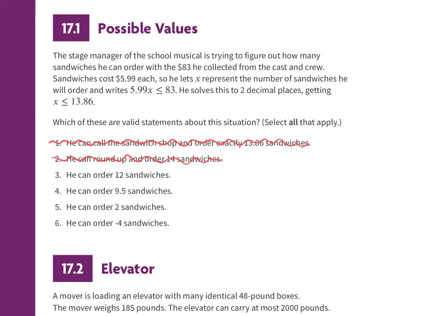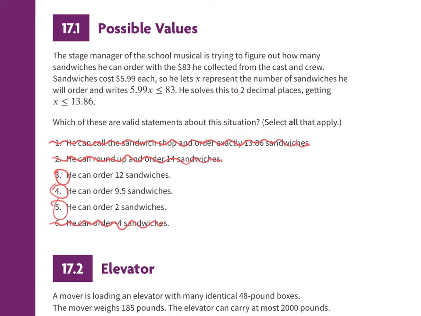He can order 12 sandwiches. Yeah, he can order 12, and he can order 9.5. Sure, the sandwich shop might make a half a sandwich. He can order 2 sandwiches. Yep. He can order -4 sandwiches. Nope, not possible. There's no such thing as -4 sandwiches. All right.